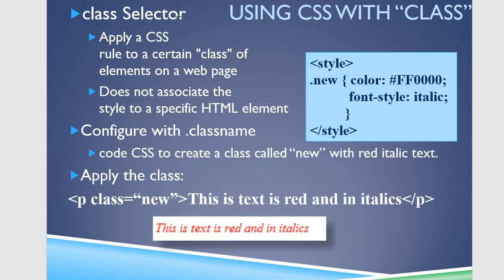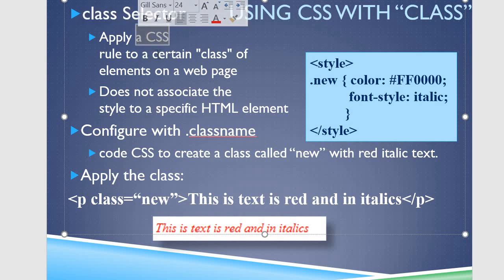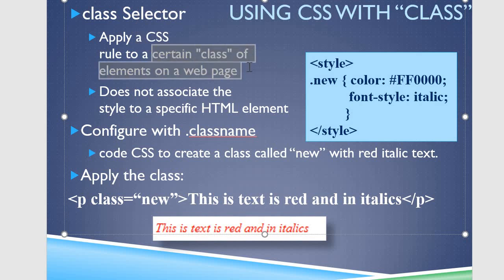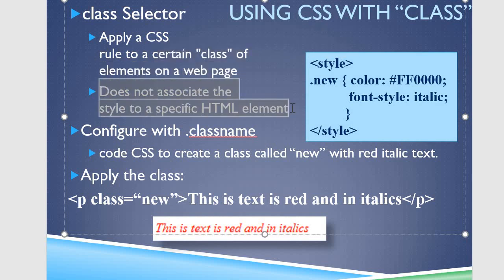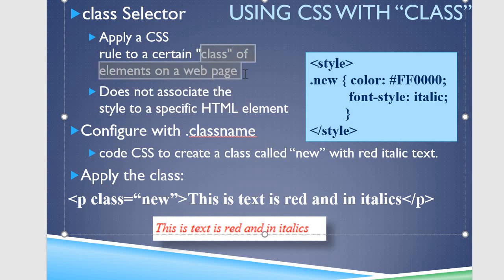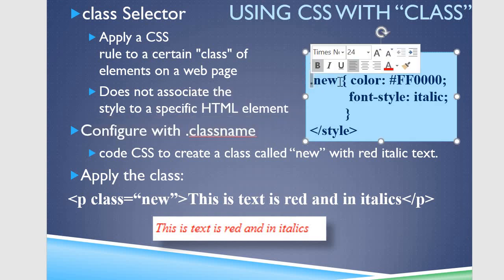So class selector, one of the CSS selectors, applies a CSS rule to a certain class of elements on the web page. It does not associate style to a specific HTML element, only to a certain class of elements on the web page, not to everything. Configure it with a dot and the class name. See here, dot class name new. So that is the class selector.